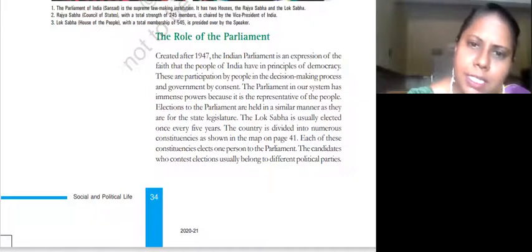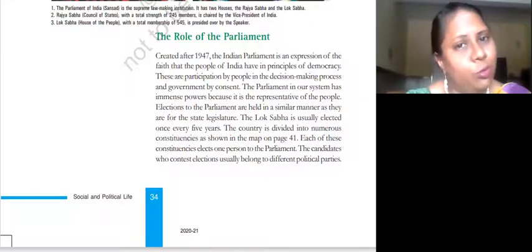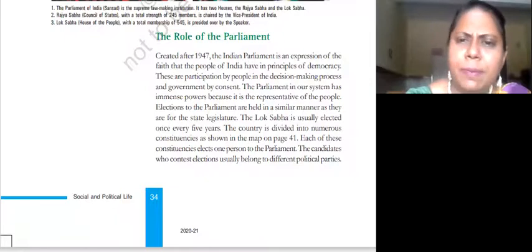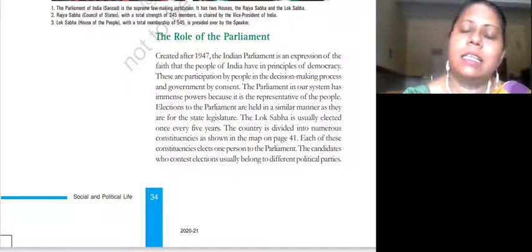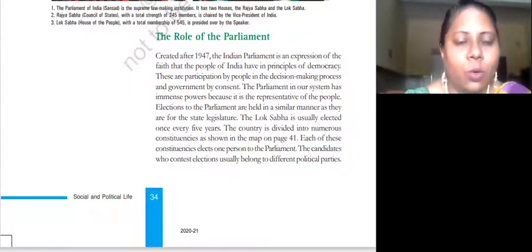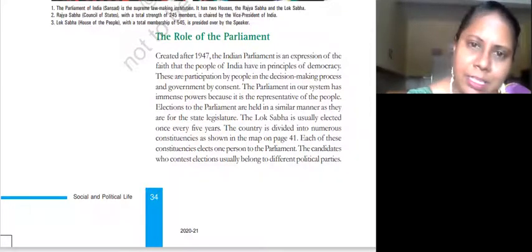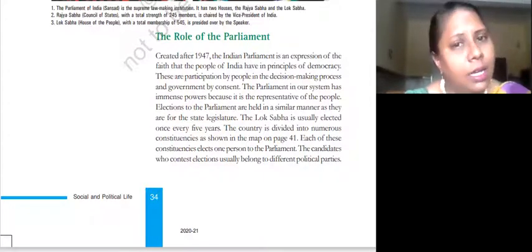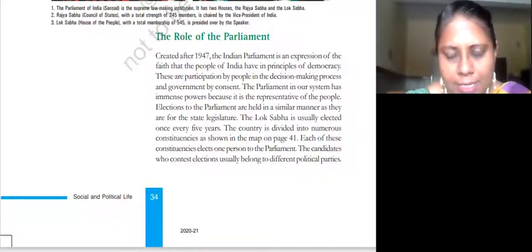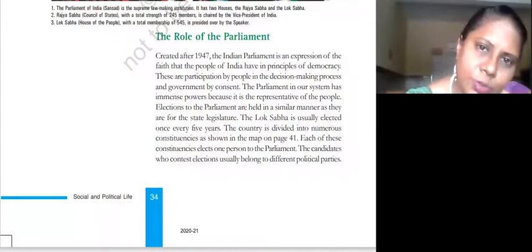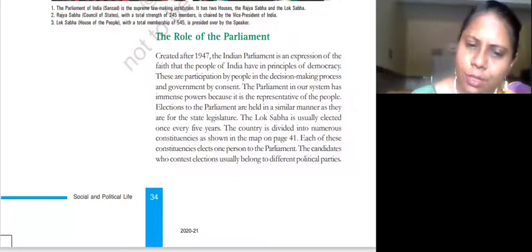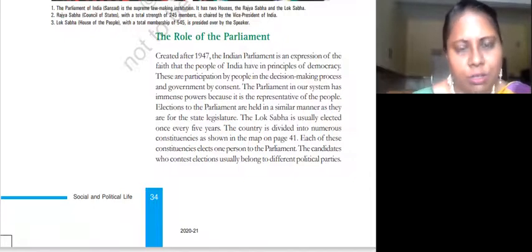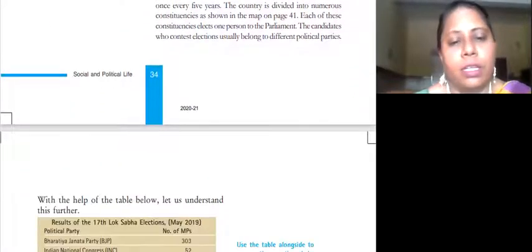The Parliament, as already discussed, has two houses. Now, what do these people do? They make the decisions, and these decisions are applied on us after the sign of the president. The whole country is divided into numerous constituencies, and these constituencies can elect only one person. Therefore, the candidates who contest elections usually belong to different political parties.